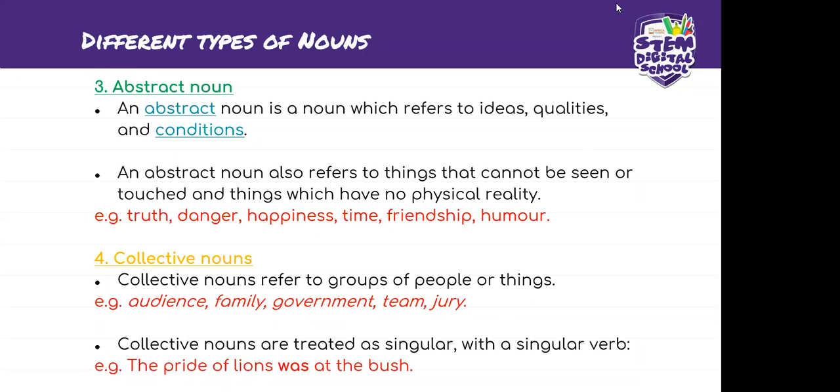The same goes for qualities as well as conditions. If you have a quality of selfishness, that selfishness is abstract. Conditions are also abstract. So if right now you just woke up some minutes ago and didn't have breakfast before the lesson, then that hunger you have is a condition. Therefore, hunger becomes an abstract noun.